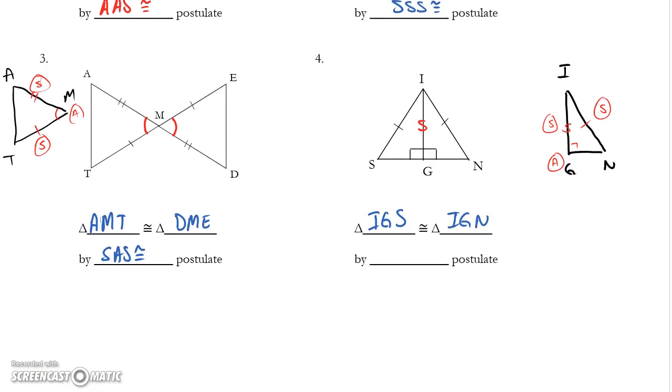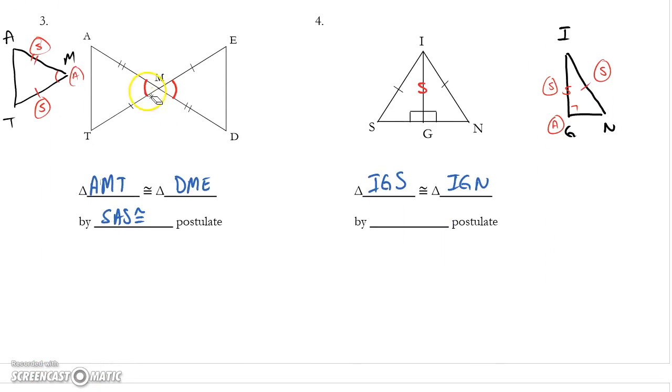In number 3, we add the vertical angles. When I add my vertical angles being congruent and I look at the diagram on the right or on the left here, I now know that I have 2 sides and an angle. The angle is included because it's made up by my sides. So I have side angle side congruence.